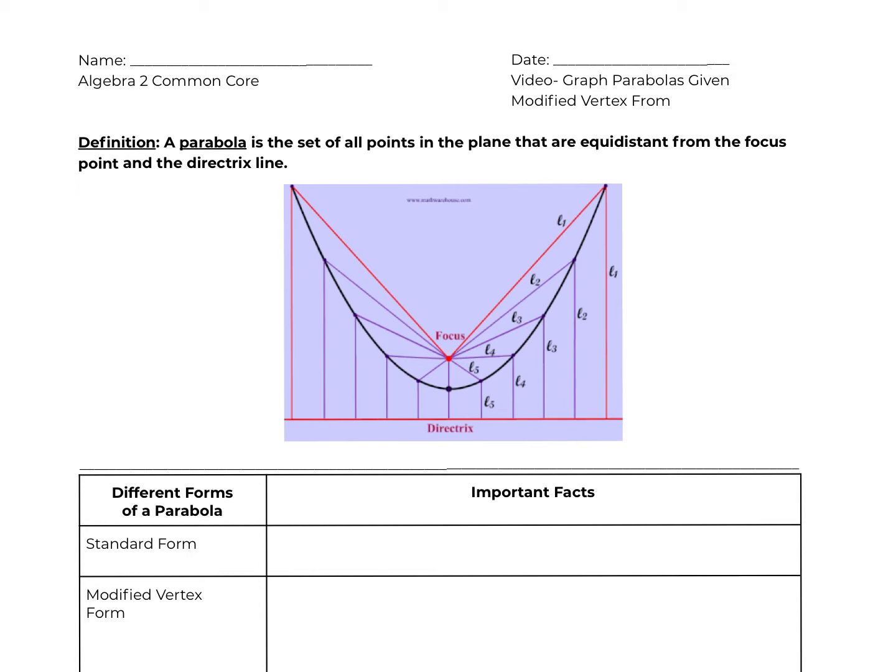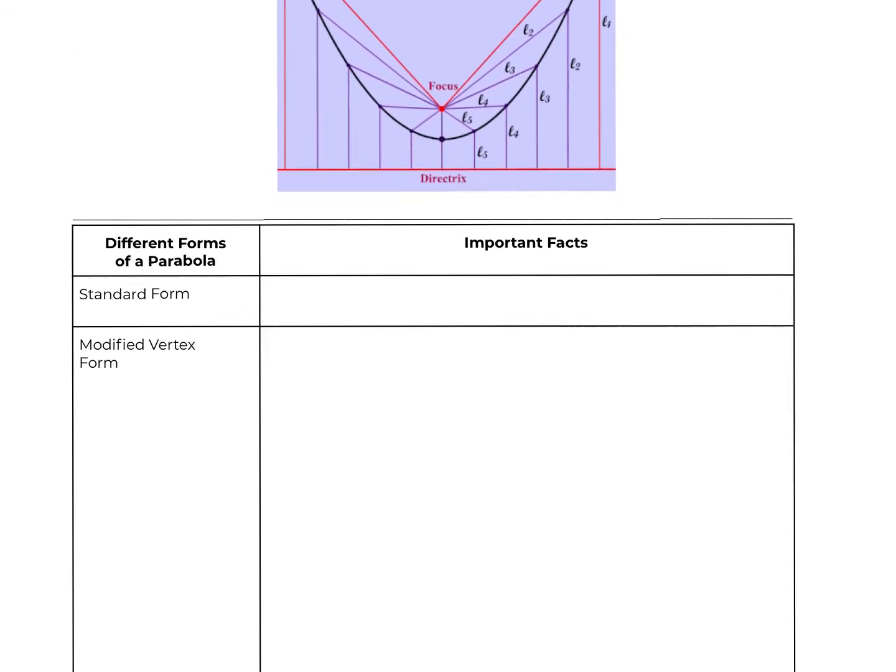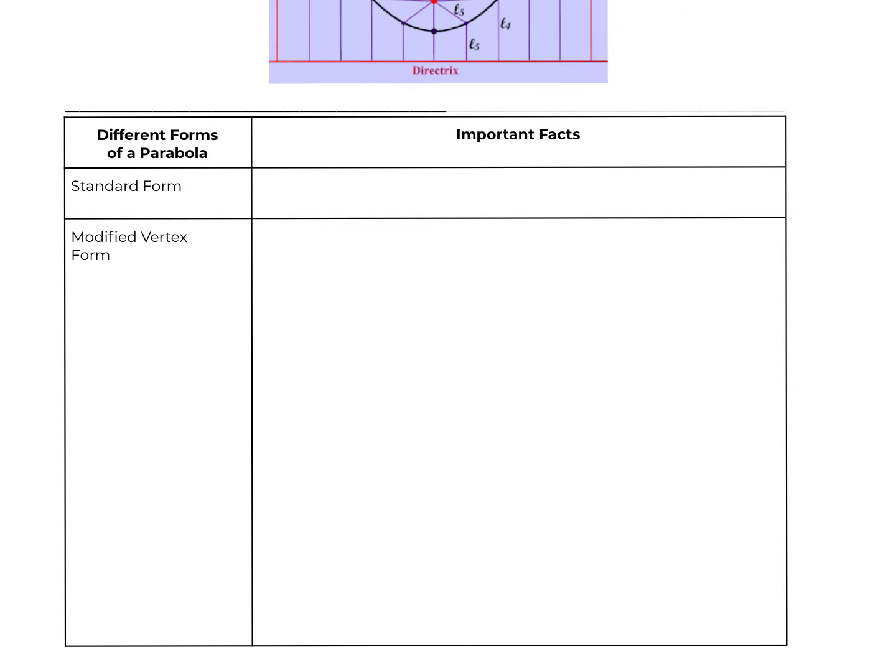We're never going to really use that too much in class, but we're going to need to know how to apply it. So let's talk about the different forms of a parabola. What you're used to so far is standard form. Standard form is y equals ax squared plus bx plus c. An example of that would be y equals 3x squared minus 2x plus 7.